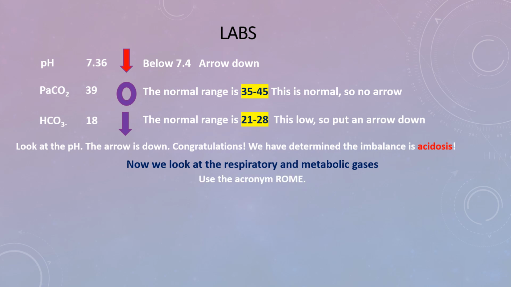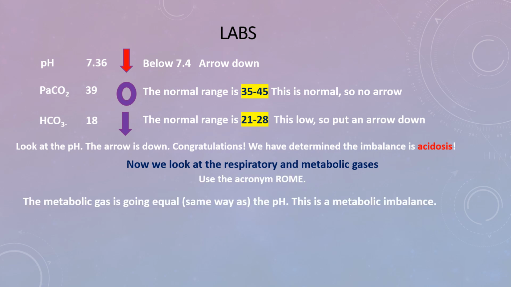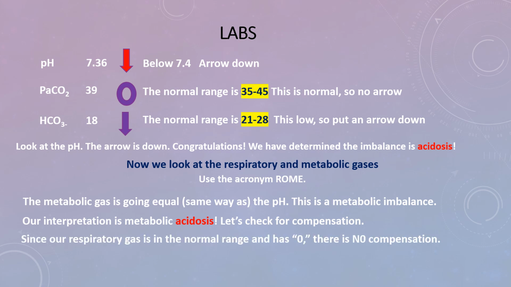Now we use the acronym ROAM. The metabolic gas is going equal or the same way as the pH. So we know this is a metabolic imbalance. Our interpretation is metabolic acidosis. Now we need to check for compensation. Since our respiratory gas is in the normal range and has a bullseye, we know there is no compensation.